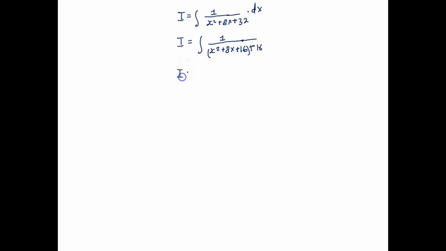So we have the required integral given by I is equal to 1 by (x plus 4) whole square plus 16, and we have to integrate with respect to dx. Now let us assume x plus 4 is equal to u.